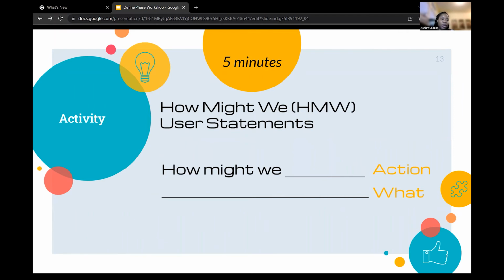So the structure of a How Might We is going to be how might we, and then your action or what. I have 5 minutes, but I want you to jot down maybe 2 or 3 How Might We's that you would bring back to your team after this meeting or later on this week when you're going through the define phase.